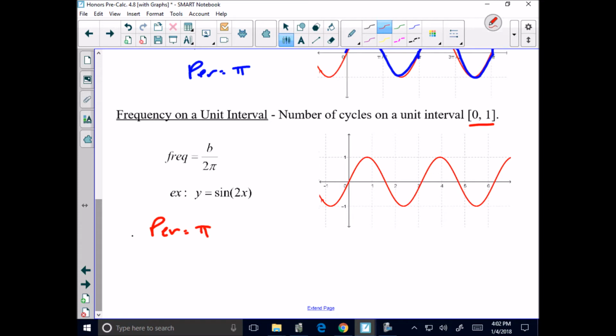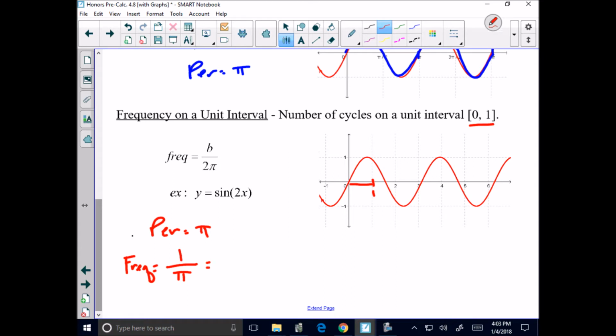And in general, right here, what we're looking to do is to see how many, or what portion of a period we get through in a length of 1 on the x-axis, right? So right here, one way we could think about this is basically if we were to take a length of 1 and see how many lengths of pi we could fit into that length of 1, and that would give us our frequency.